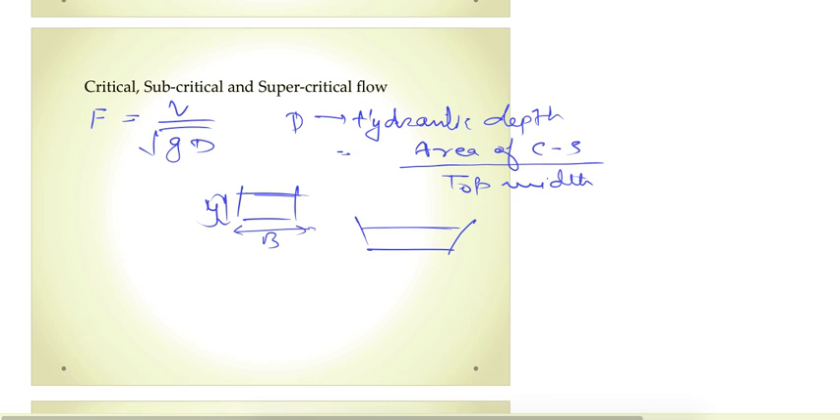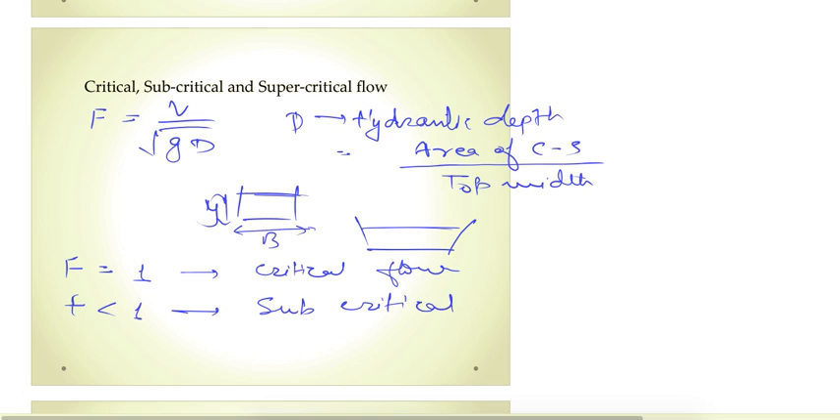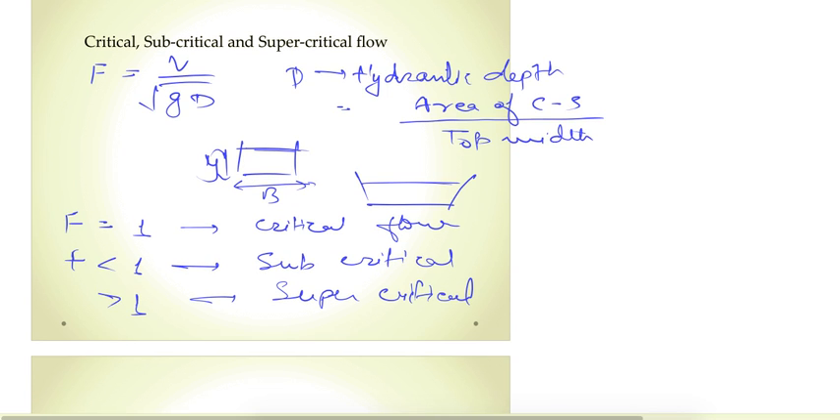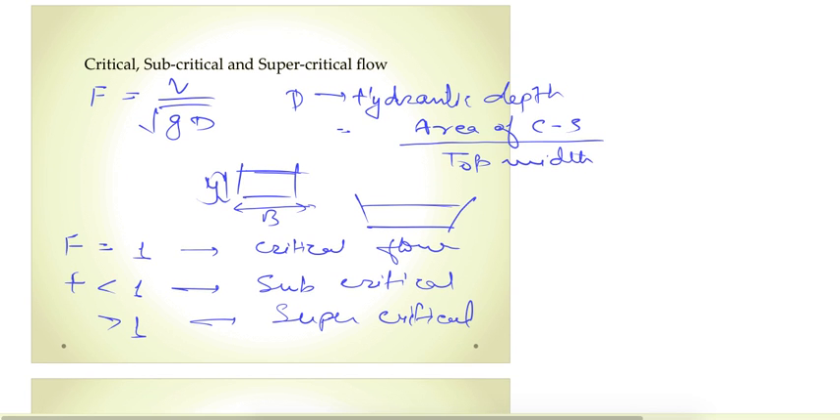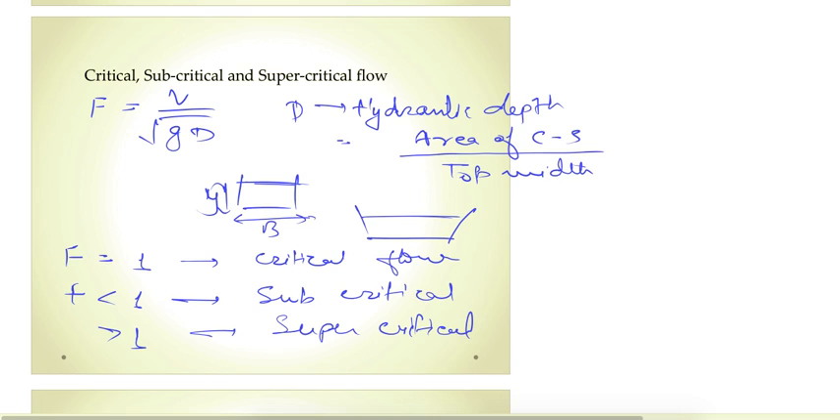So based on this, if the Froude number is equal to 1, it is the case of critical flow, and if it is less than 1, it is subcritical, and for greater than 1, it is supercritical. We will be looking at these terms in detail when we study specific energy and all. For now, this is okay.